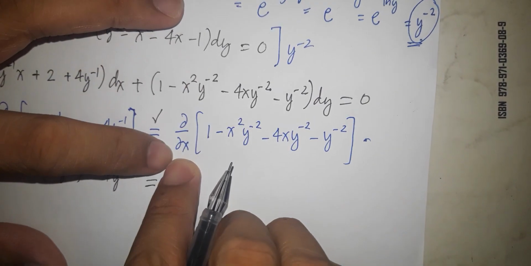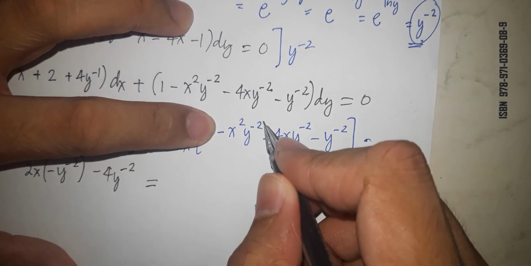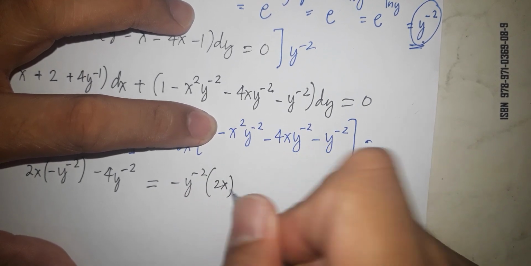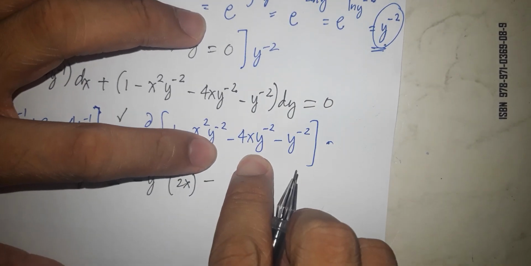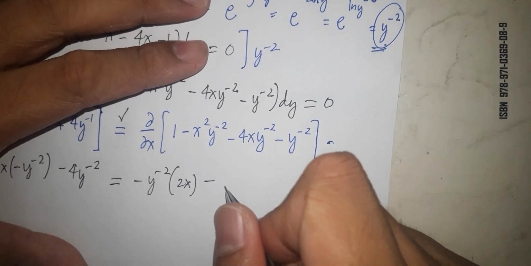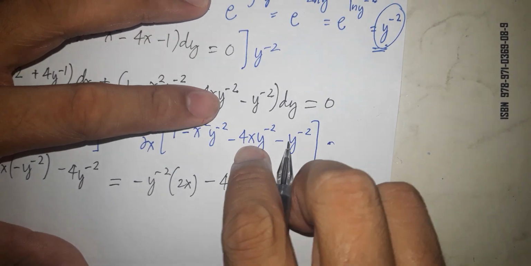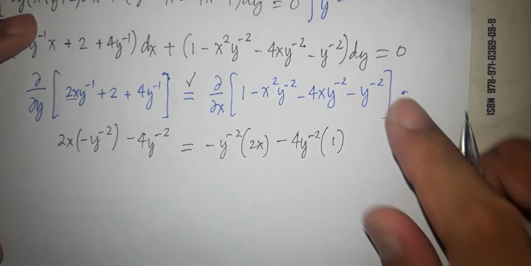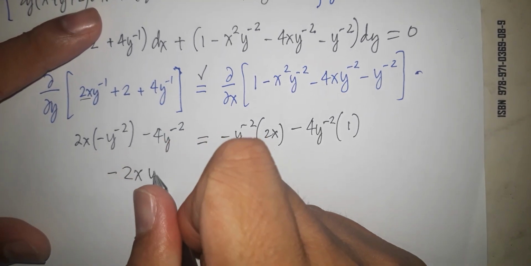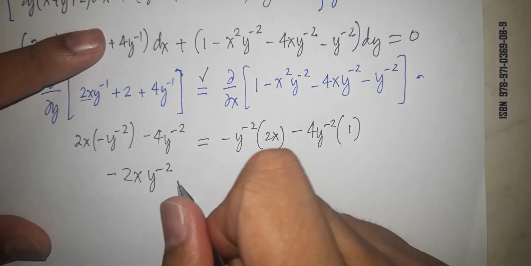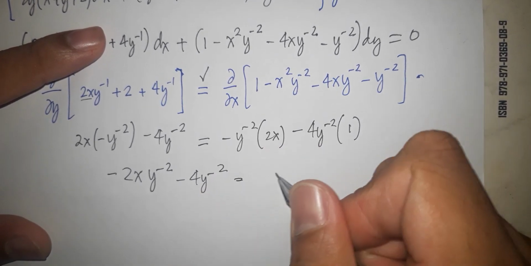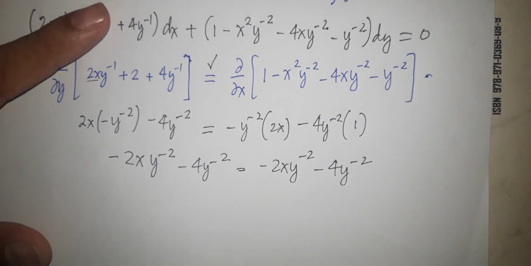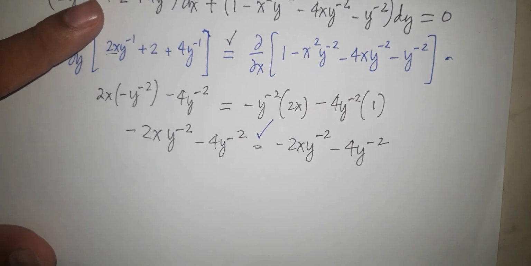That is equal to, with respect to x, this is 0. -y^-2 is constant. The derivative of x squared is 2x, minus, y^-2 is constant, so that's 4y^-2. The derivative of x is 1. This is constant whose derivative is 0. So -2xy^-2 minus 4y^-2 is equal to -2xy^-2 minus 4y^-2. So, pack na pack. It's an exact equation.